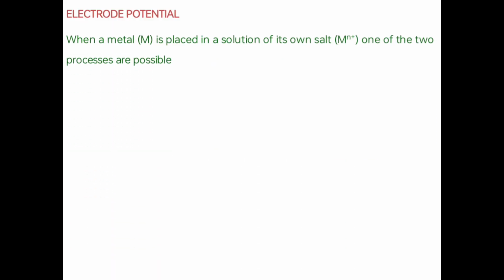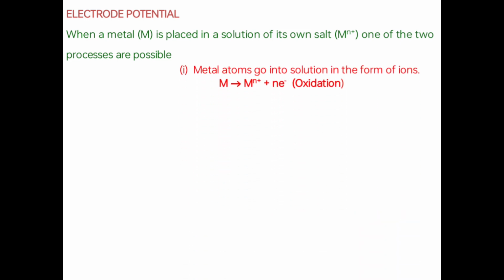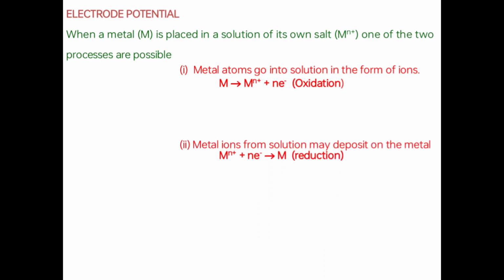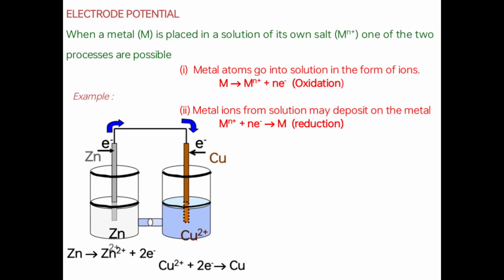Electrode potential. When a metal is placed in a solution of its own salt, Mⁿ⁺, one of two processes is possible. Metal atoms go into solution in the form of ions: M gives Mⁿ⁺ plus ne⁻. It is an oxidation reaction. Metal ions from the solution may deposit as metal: Mⁿ⁺ plus ne⁻ gives M. It is a reduction reaction.